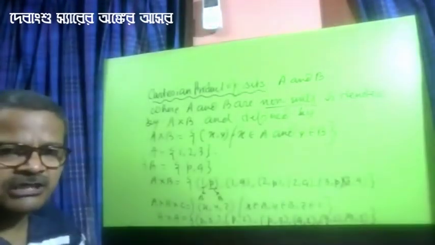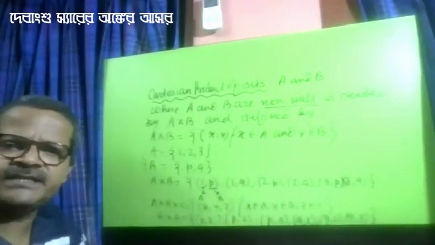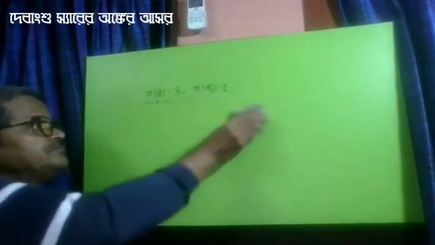So taking the product of two sets is very easy. সেটা আমরা এখানে এখন লিখব। Clear?